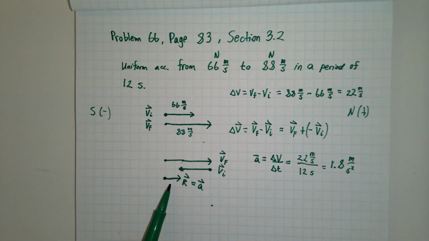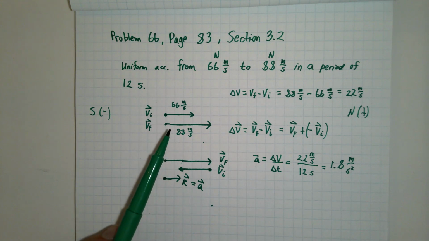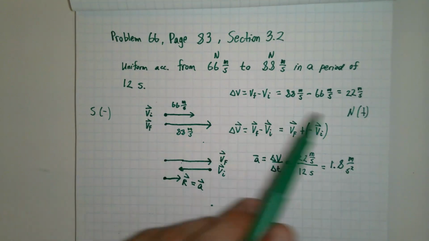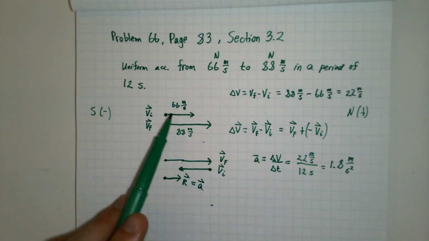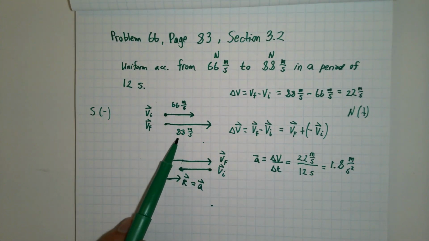If we took this velocity vector and divided it by 12, which would make the magnitude smaller but still pointed in the same direction, we'd still see a positive acceleration. So our object, our airplane, is accelerating in the positive direction. That makes sense because our velocity was changing from 66 positively to 88.